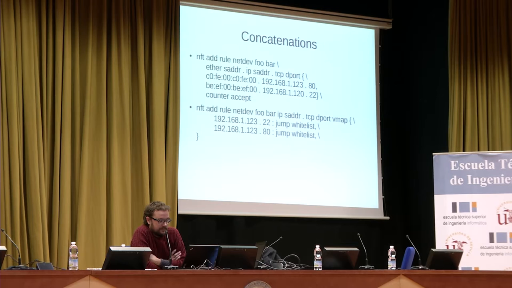And how this concatenation works is basically we use the dot symbol. And here what we are adding is a rule to specify a tuple with three components, basically the source Ethernet address, the IP source address, and the TCP destination. So every concatenation is a unique element. So in case of matching this source Ethernet address, this IP source address, and this TCP port, we can apply an action. We can also combine it with the verdict maps. I mean, every feature that I'm showing in this tutorial can be combined, or should be possible to combine.